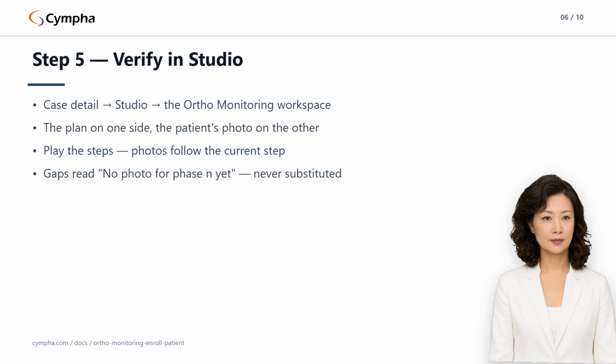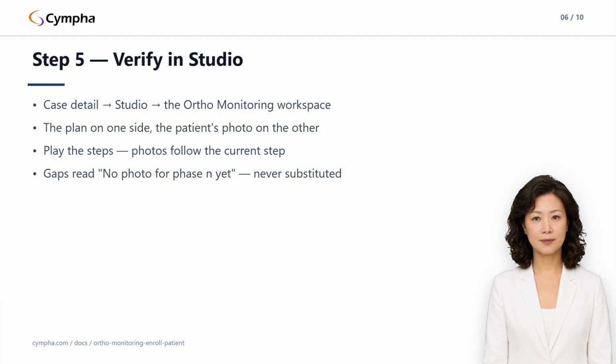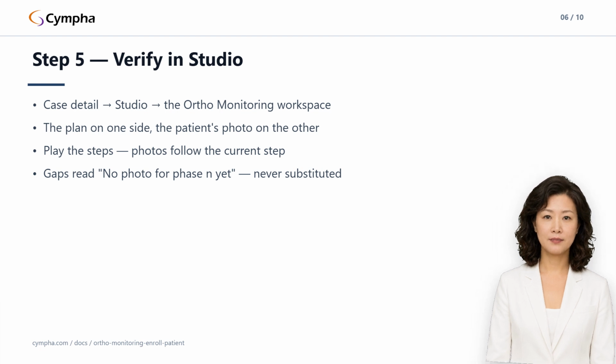One honesty guarantee worth knowing: if the patient hasn't captured a given step, the panel says no photo for that phase, yet it never silently substitutes an older photo. What you're looking at is always from the step it claims to be from, which also means gaps in compliance are visible instead of hidden. A skipped round shows up as a skipped round.